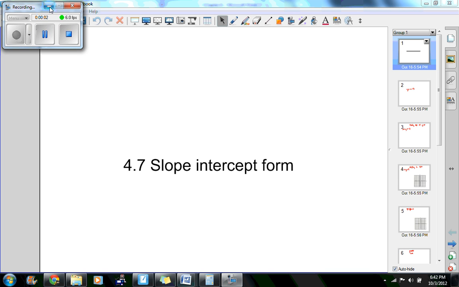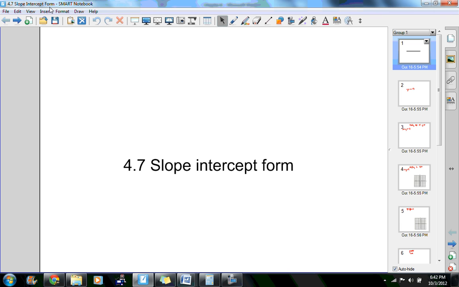Alrighty, we are going to be starting to work on probably the most important concept, at least in the first semester of Algebra 1, which is called slope-intercept form. We've already been doing this, and you've already done this before, but we just didn't know what it was called, and we haven't used it the way we're going to be using it today.